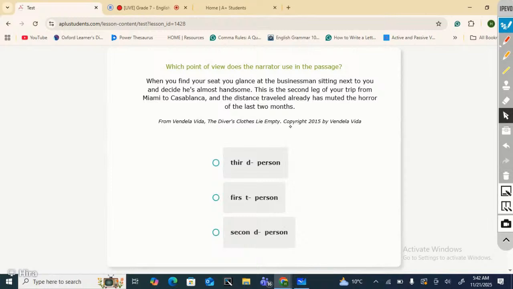See which pronouns are used. You, you, again you, your trip. See? Now the words you and your, these are second person pronouns and they are used in the second person point of view.